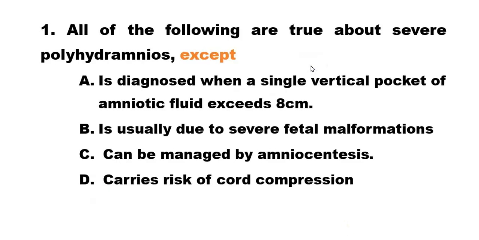Question number 1. All of the following are true about severe polyhydramnios, except: A. It is diagnosed when the single vertical pocket of amniotic fluid exceeds 8 cm. B. It is usually due to severe fetal malformation. C. It can be managed by amniocentesis. D. It can carry risks of cord compression. Please try to guess it for 5 seconds.